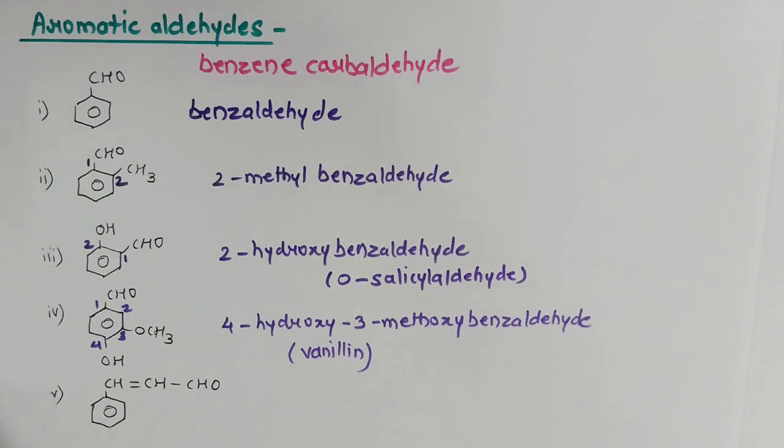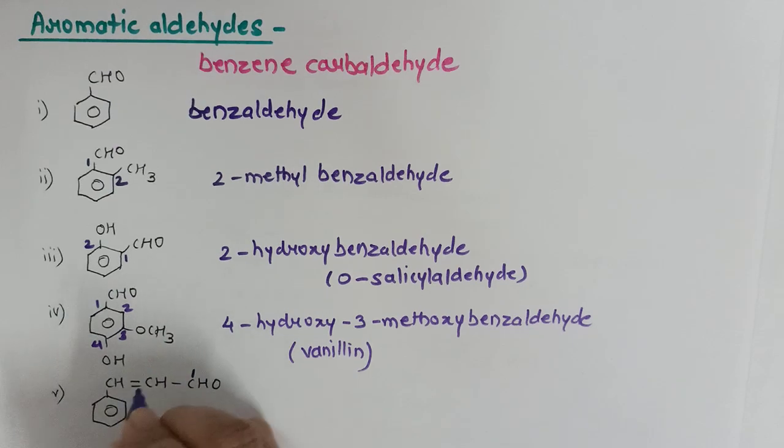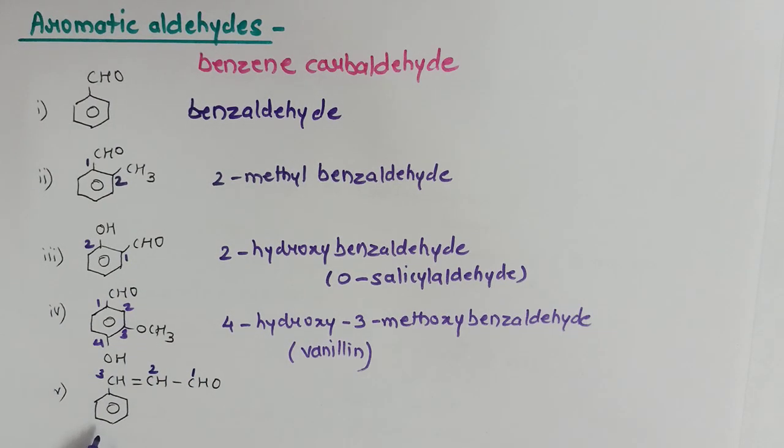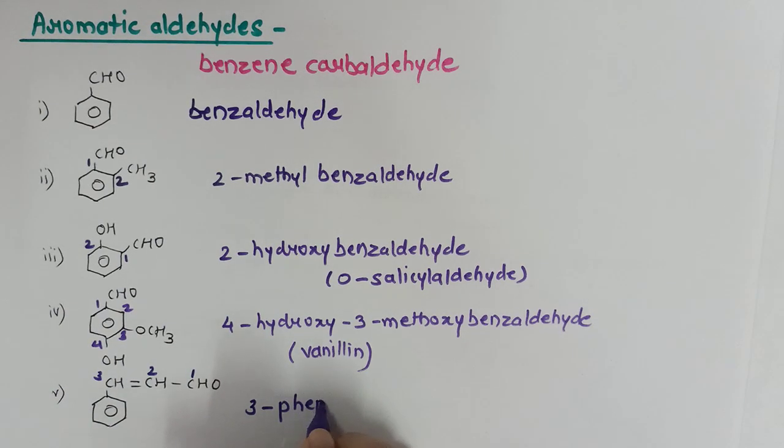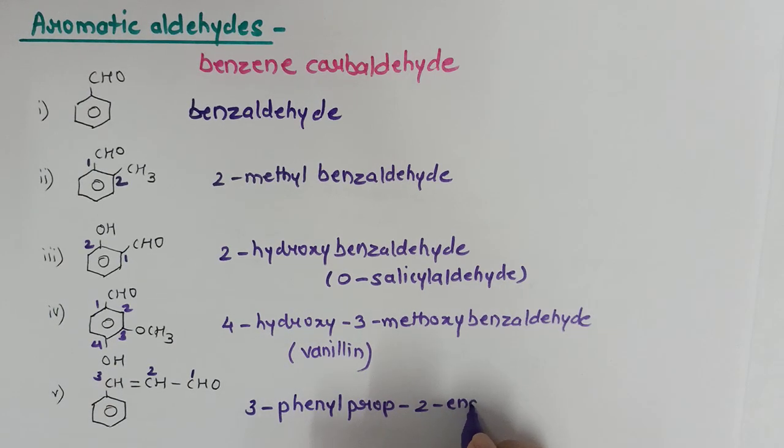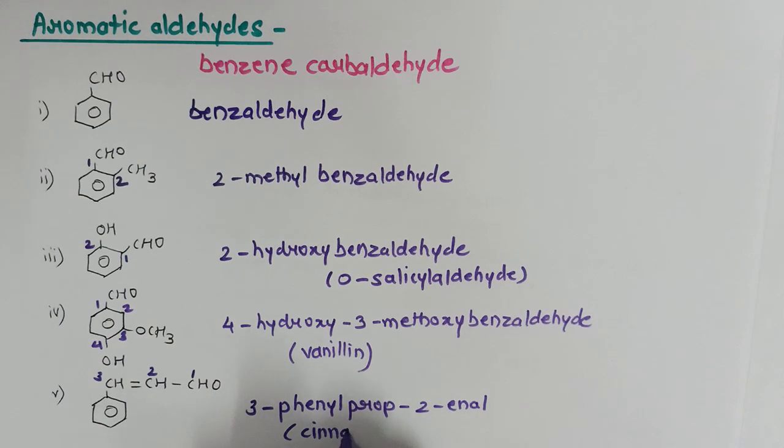In the last example, numbering is again from the aldehyde group. So at third position, phenyl being the substituent, the name is 3-phenylprop-2-enal. And its common name is cinnamaldehyde.